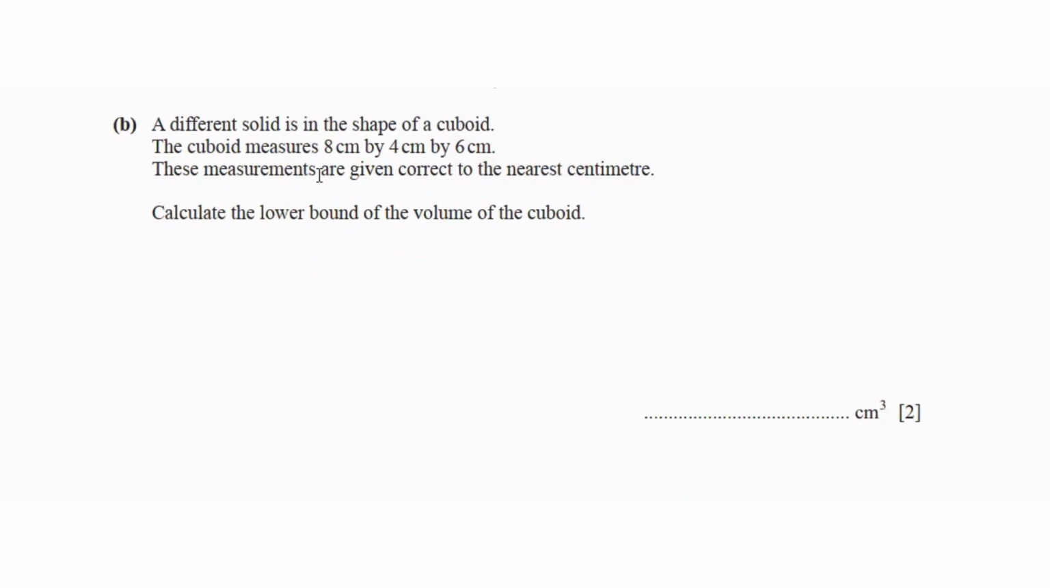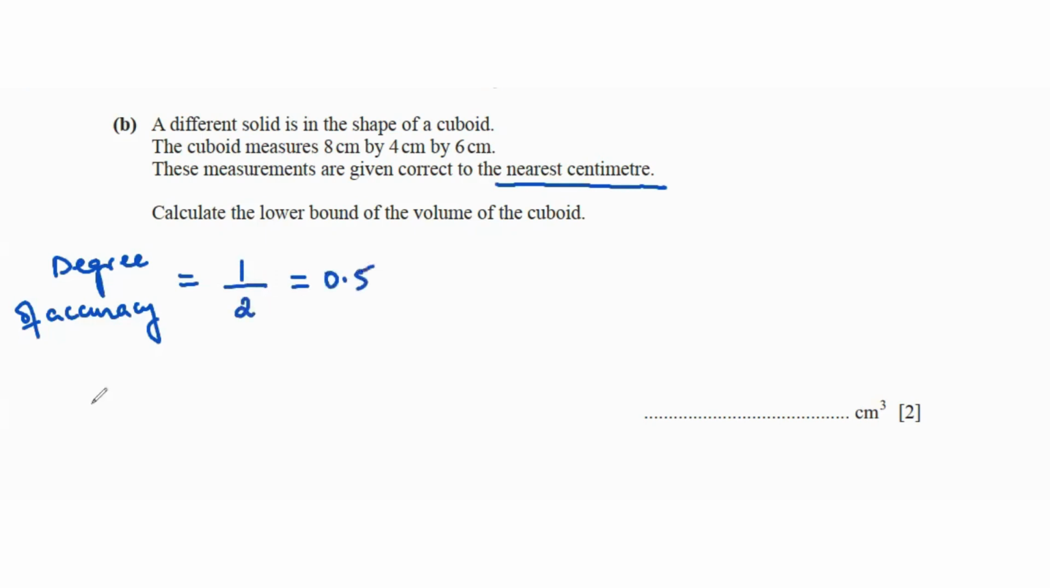A different solid is in the shape of a cuboid. The cuboid measures 8 by 4 by 6 centimeters. These measurements are given to the nearest centimeter. We have to calculate the lower bound of the volume of this cuboid. So it says that the measurements are correct to the nearest centimeter. So let's find the degree of accuracy first. To find the degree of accuracy, we divide whatever the measurements are rounded to by 2. So since it's nearest centimeter, 1 divided by 2 is going to be 0.5.